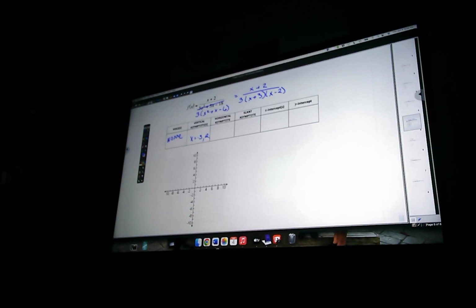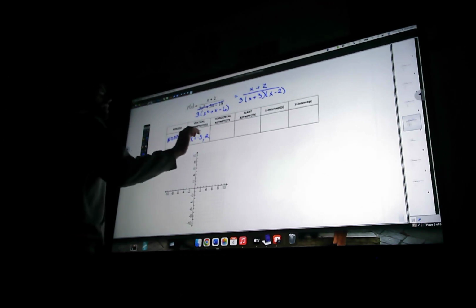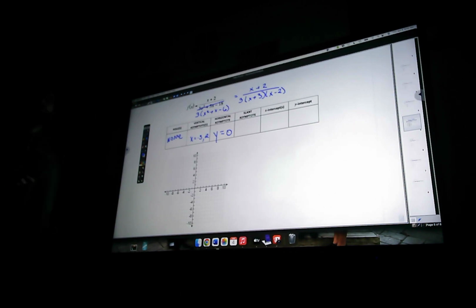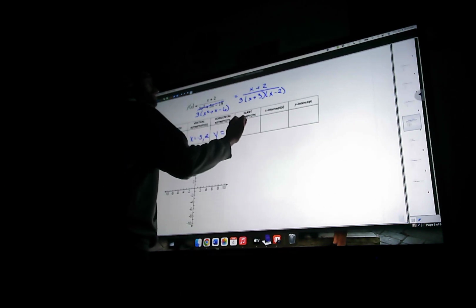Horizontal asymptotes. What case am I under? Is the degree bigger on the top, bottom, or are they equal? Bottom. So what does that mean about the horizontal asymptote? That is incorrect. There is one. It is y equals 0. Slant asymptote. Is the degree of the top one larger than the degree of the bottom? No. So there is not going to be a slant asymptote.